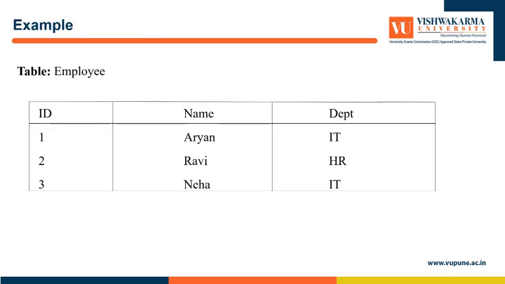So now let's talk about a simple example. The table attributes are ID, name and department. Now imagine this table has 1 million rows. If you want to find Neha without indexing, the DB checks row by row. With indexing on name, it goes straight to Neha in milliseconds. That's the power of indexing.